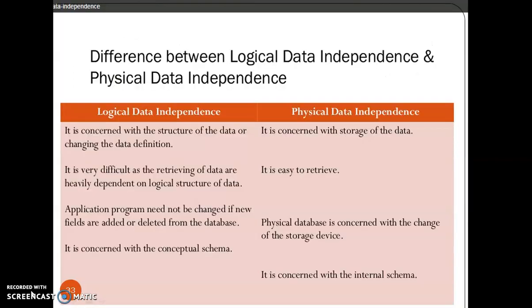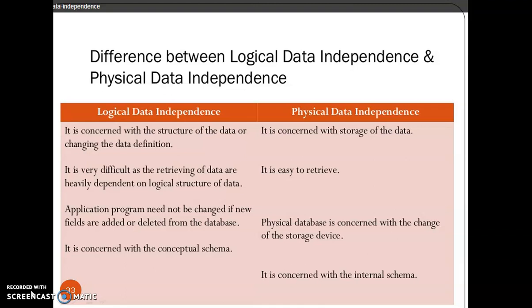Let's see the difference between logical data independence and physical data independence. Logical data independence is concerned with the structure of the data or changing the data definition part. Physical data independence is concerned with the storage of the data. Logical data independence is very difficult as the retrieving of data is heavily dependent on the logical structure of data. With physical data independence, it is easy to retrieve the data.